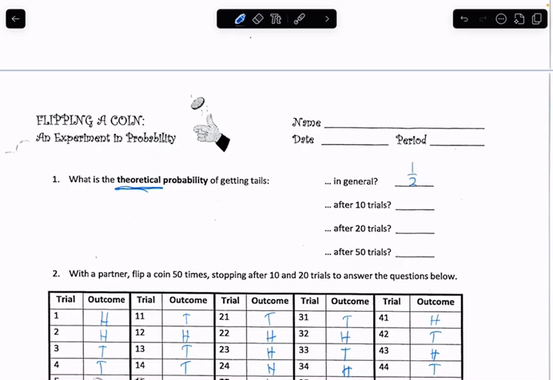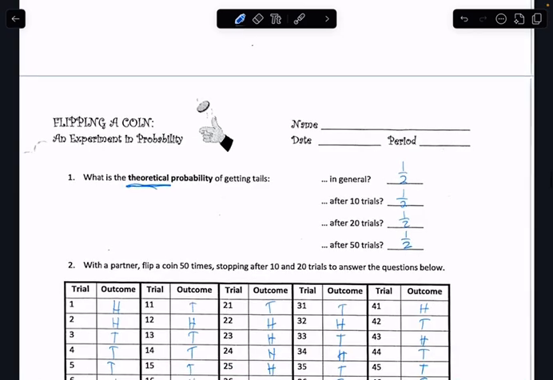Again, the theoretical probability is not going to change. After 10 trials, if I flip a coin 10 times, the probability of getting tails is still not going to change. It doesn't matter how many times I flip it, the probability stays the same. Every single time I flip a coin, the probability of getting tails is 1 out of 2, or 50%. That's the theoretical probability.